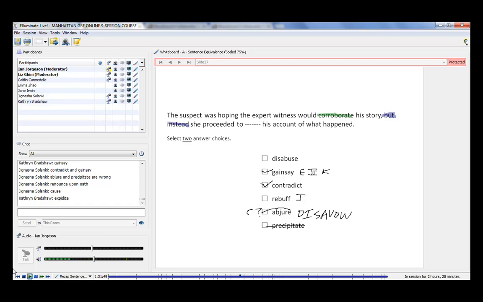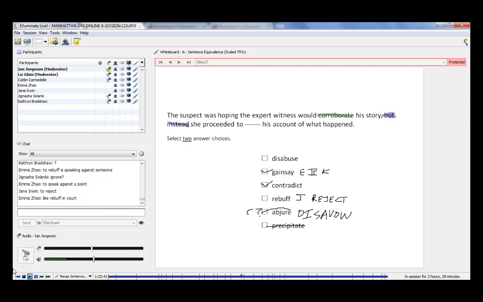What does rebuff mean? Anybody know? I see people typing. What does rebuff mean, guys? Yeah, sort of, but not exactly speaking against somebody, but you're close. Yeah, to reject, that might be the best way to put it. To reject, to turn against something, right? To reject. It doesn't necessarily mean to contradict, although it's very close. You can reject something even though you don't contradict it.